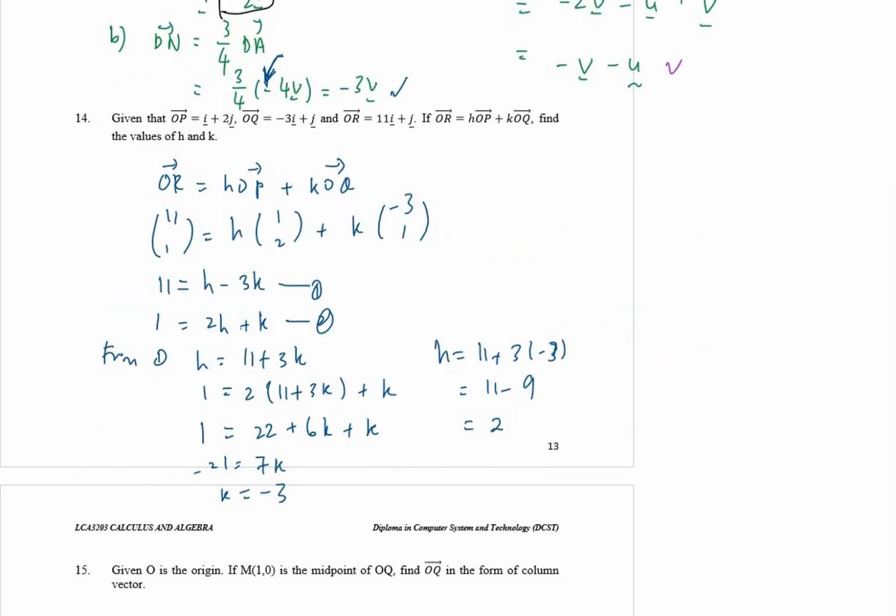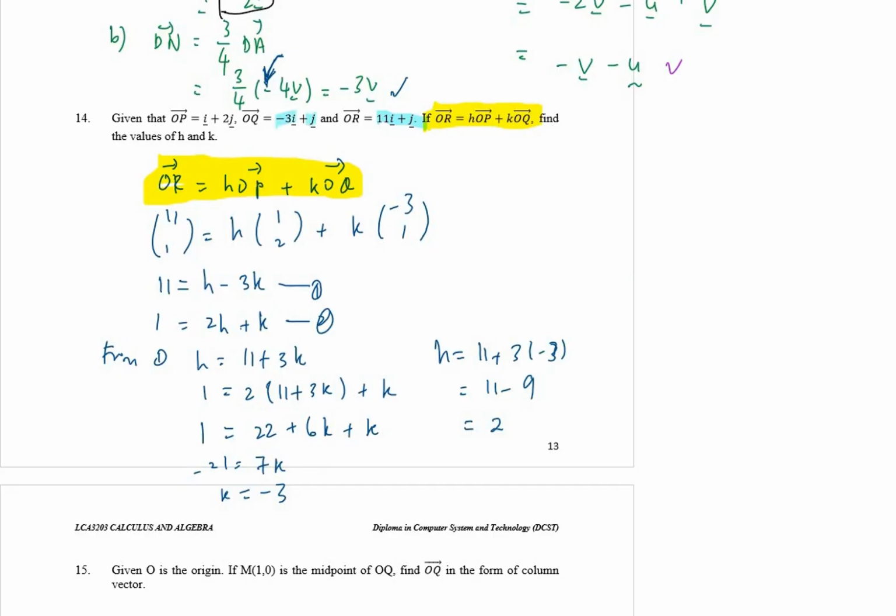Okay, next, this one is a quite simple one. You're given OP, OQ, OR. So if you're given OR is equals to this equation, find the values of H and K. So you want two unknowns, you need to have two equations. So you start with the one that they give you first, OR. OR is also given 11ij, so 11, 1. OP is 1, 2. And then OQ is negative 3 and 1.